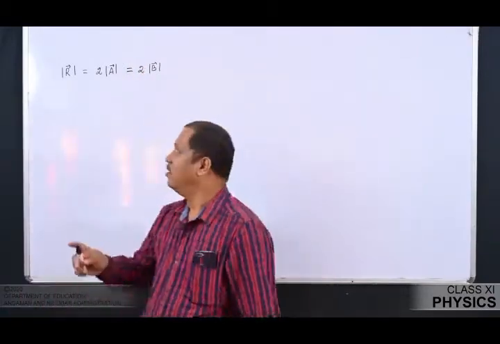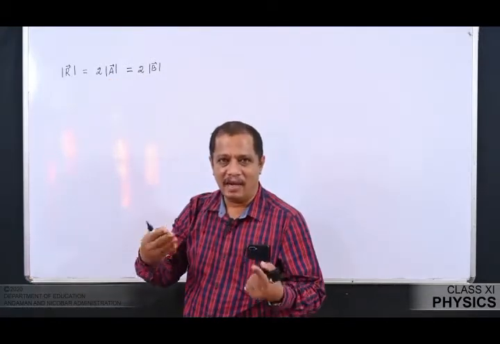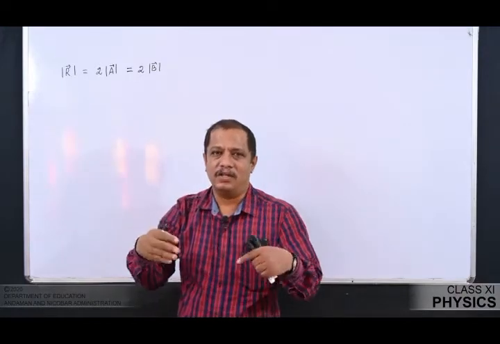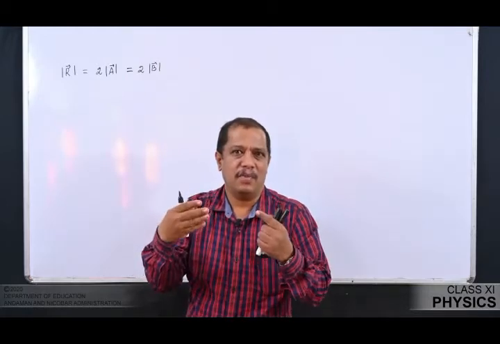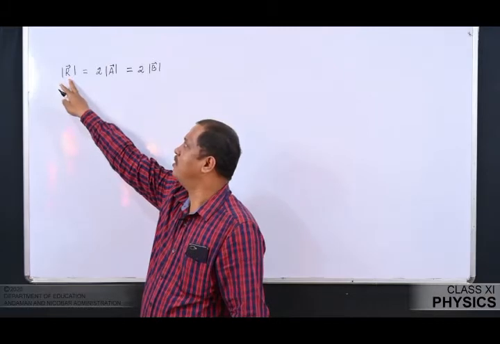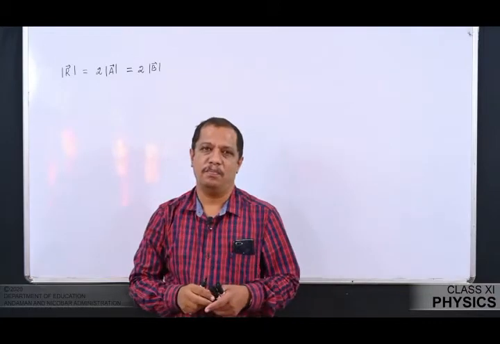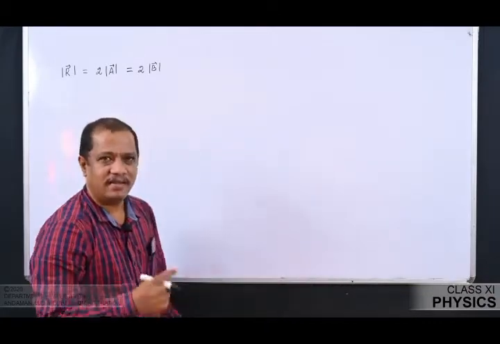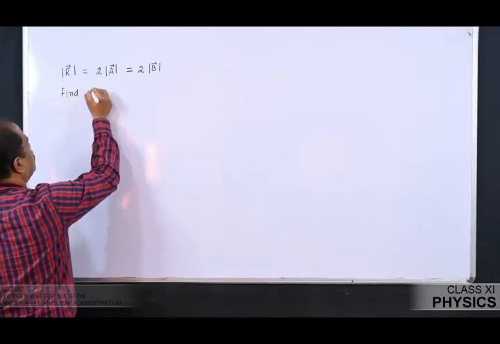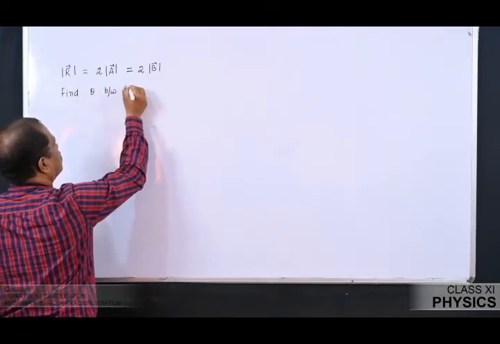I repeat, I have two vectors A and B. The two vectors are added to produce a resultant vector R. Now I talk in terms of the magnitudes of vector A and B. I find that the magnitude of the resultant vector is twice the magnitude of A, or say twice the magnitude of B. Now the question is, find the angle between the two vectors, say theta between two vectors. This is what the question is.